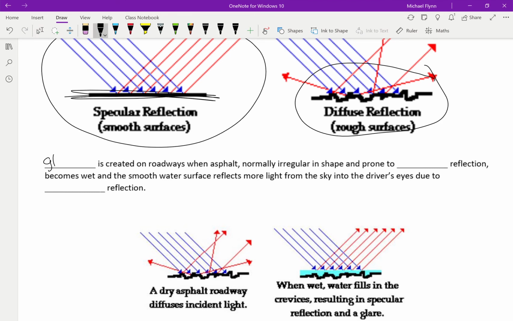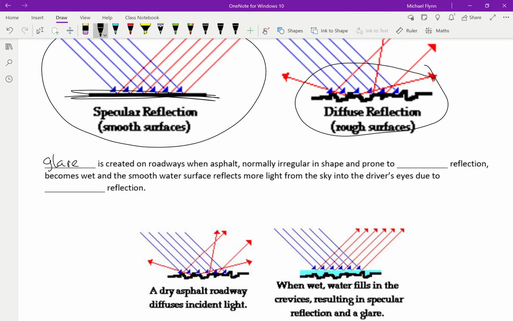Okay, glare is created on a road. Asphalt is not a smooth surface, it's very rough, and this is what we drive our cars on. We want it rough for friction, so we can drive our cars properly and control our cars. We don't want the floor to be slippery. Now, if it rains, the rain will fill in all the irregularities in the road surface and form a smooth layer of water, and then you can see a reflection in it.